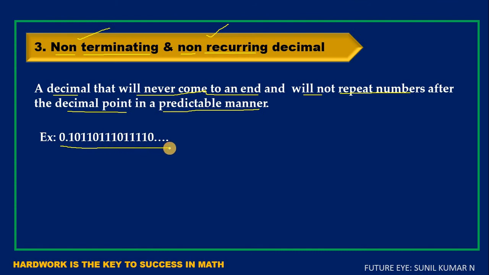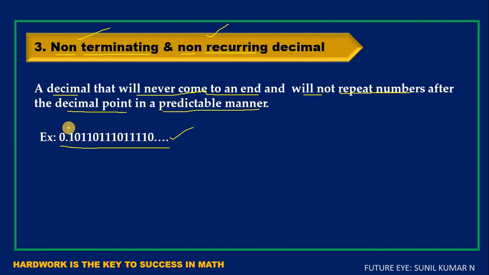0.10110111101110, and so on. I have used the dots here. It means it continues for an infinite number of times. There is no end for this, and many children will be in confusion now. Hence understand clearly and in a proper way.